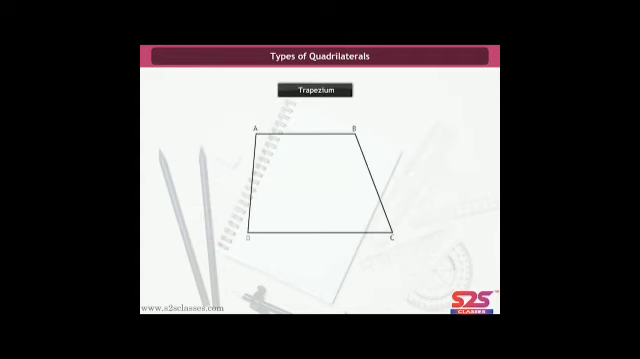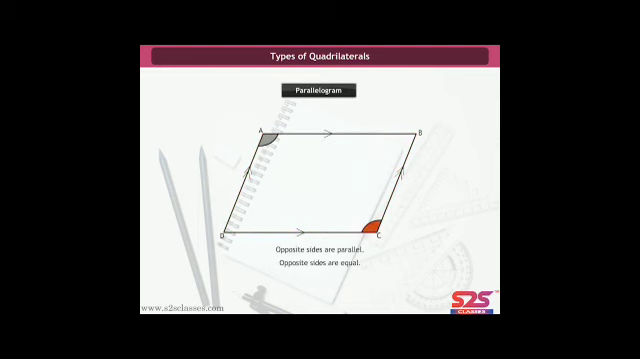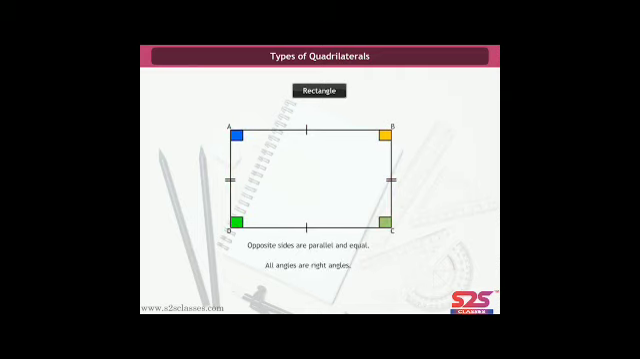A trapezium is a quadrilateral in which one pair of opposite sides is parallel. A parallelogram is a quadrilateral in which opposite sides are parallel. Opposite sides are equal and opposite angles are equal. Also, its diagonals bisect each other. A rectangle is a parallelogram whose opposite sides are parallel and equal. All angles of a rectangle are right angles. Also, its diagonals bisect each other and are equal.